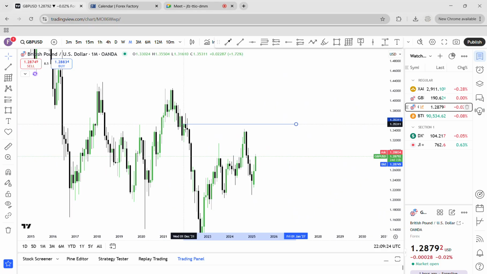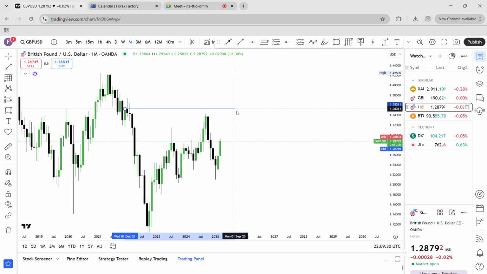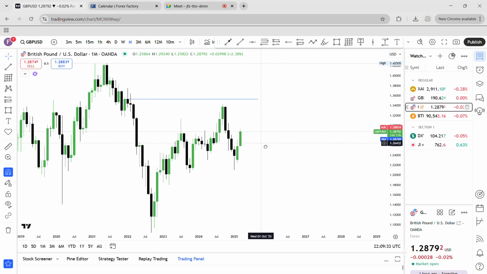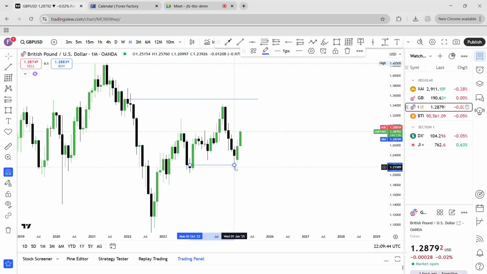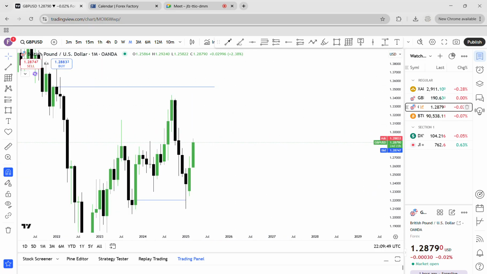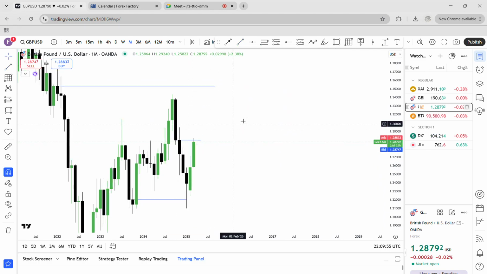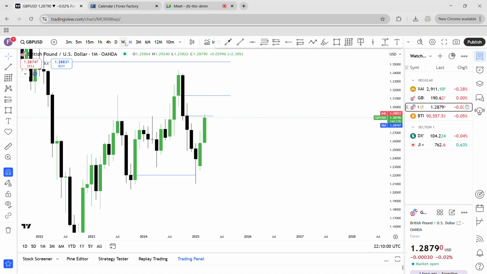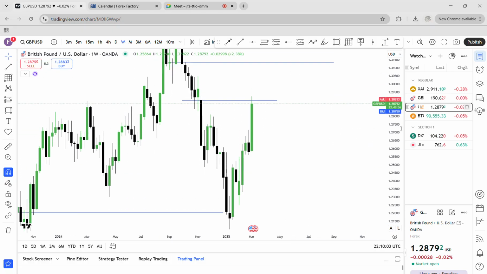So in the monthly time frame, what do we have? We have a low and a high. And we have this area that price is moving away from, to where we traded above this area. Now we are here, and we also have another area here. So let's go to the weekly time frame.